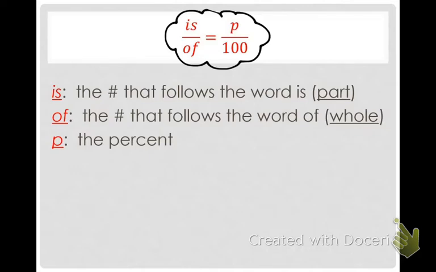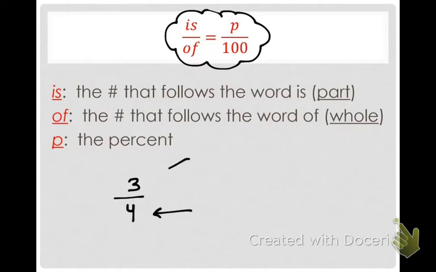So the main thing, let's look through a few things. Is is going to be the number that follows the word is. This is known as the part of the fraction. The of is known as the number that follows the word of, and this is going to be the whole part of a fraction. So let's just imagine that I have 3/4. Out of means there's 4 total. So would that be my is or my of? My of, because that's the whole thing.